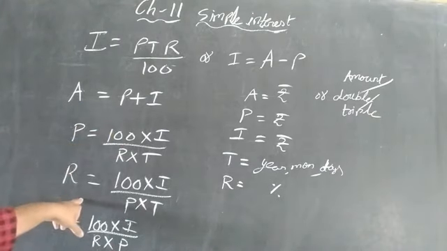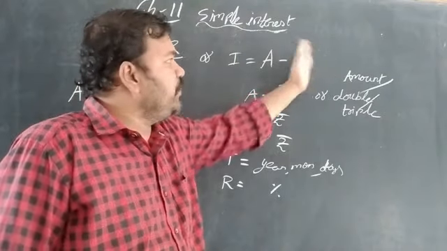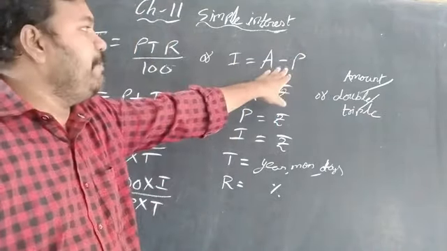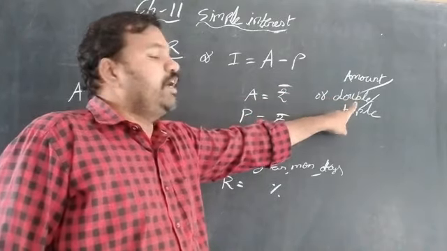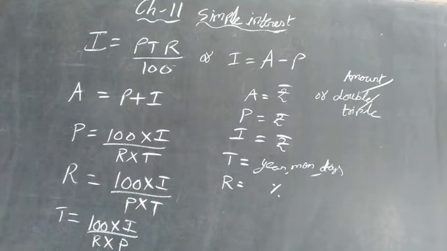P formula, T formula, R formula, you know those. Only keep in mind these words. In this class, we have to learn the special formula I is equal to A minus P. When it is amount, double or triple, how do we use that? We can see that in the questions. I will explain that in the questions. Just keep that in mind.